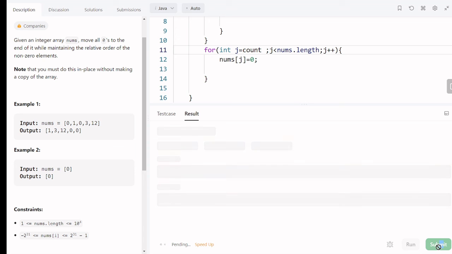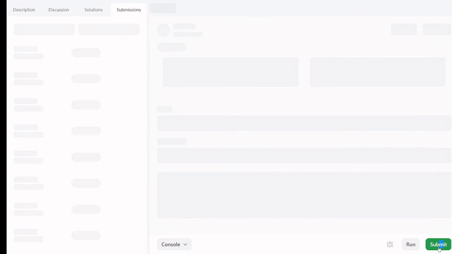I hope it's perfect and it submits properly without any error. It's taking some time, actually. I don't know what the problem is, I think it's a network problem. Yeah, I think it's perfectly submitted, not an issue.